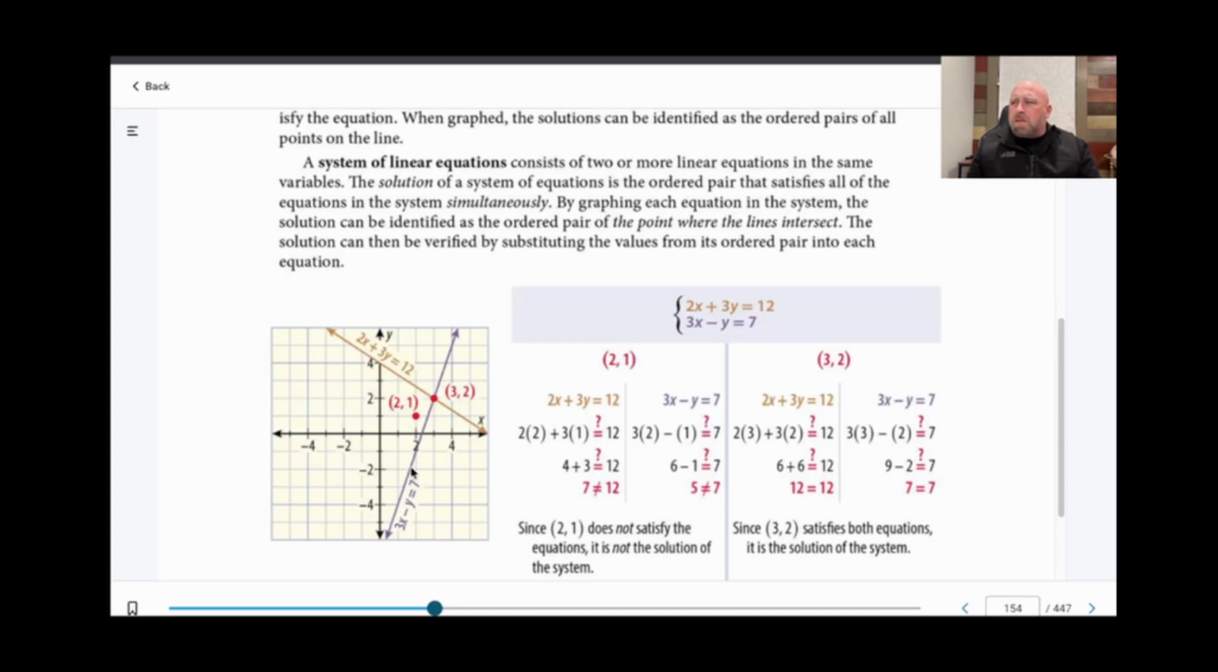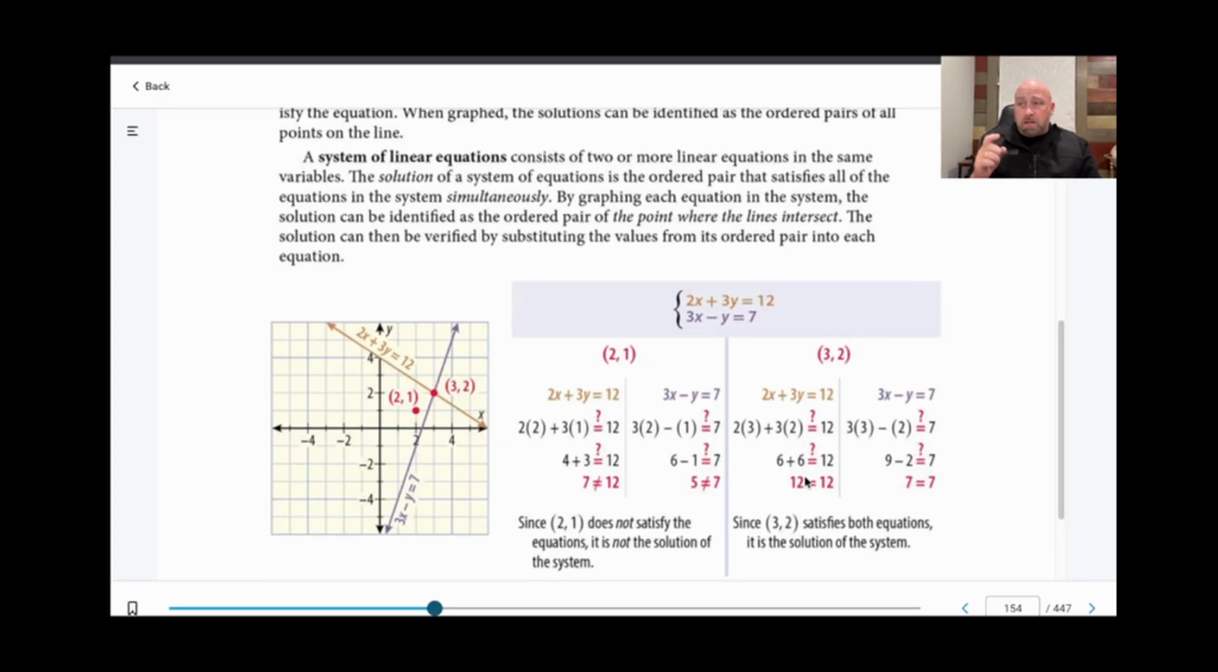So in other words, you could pick a point down here and say, right here, this is (1, -4). If you plug (1, -4) into this purple one, it would act like a solution. But when you plug it into the yellow one, it would not. It would give you something like 7 does not equal 12, 5 does not equal 7.